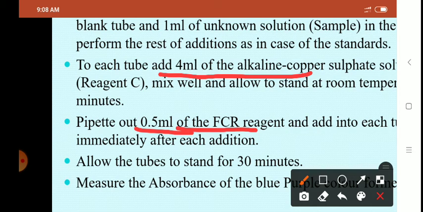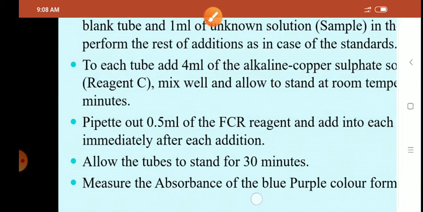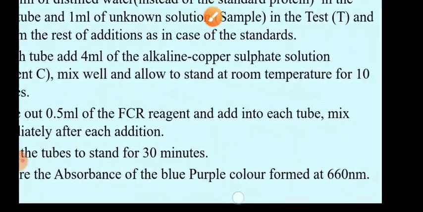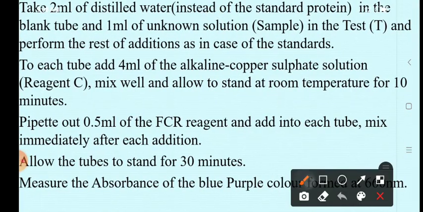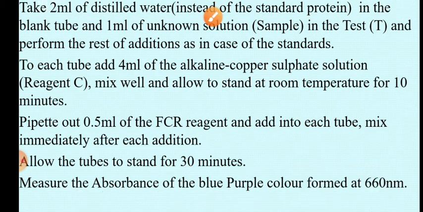Mix well, allow it to stand for 10 minutes and then add 0.5 ml of Folin-Ciocalteu reagent to each tube. Mix well, allow the tubes to stand for 30 minutes and then measure the absorbance of the blue purple color formed at 660 nanometer. So a blue purple color will be formed within 30 minutes.